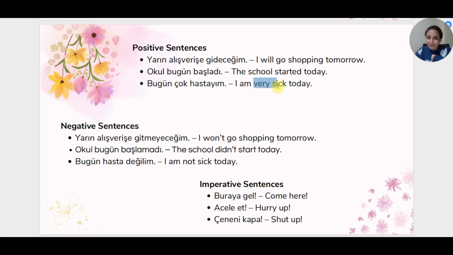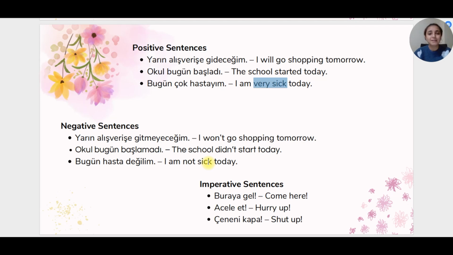Just this part is same, very sick. But the other part, today and I am, just opposite. And the subject is again ben. And starting with ben bugün çok hastayım. But it is up to you.